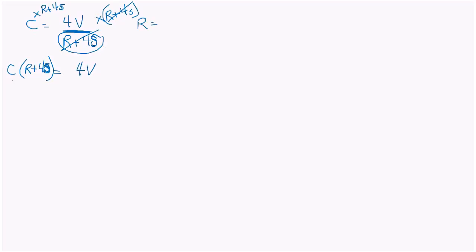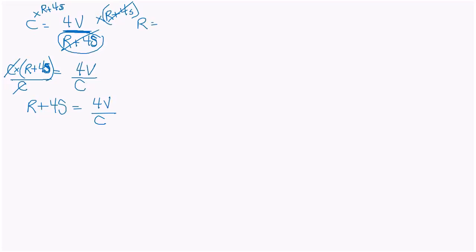So I always say, what is C doing to the rest of the equation? It's multiplying. So to get rid of it, I have to do the opposite. The opposite of multiplication is divide. That gets rid of my C, and whatever I do to one side, I have to do to the other. So I divided my left side by C. That means I have to divide my right side by C. Now to clean up my equation a little bit, I'm left with R plus 4S on my left-hand side and 4V divided by C on my right-hand side.